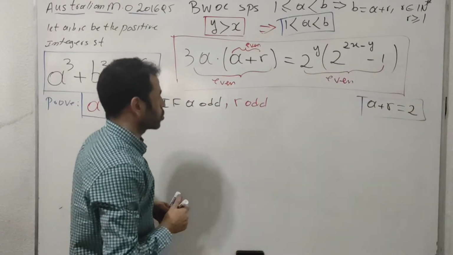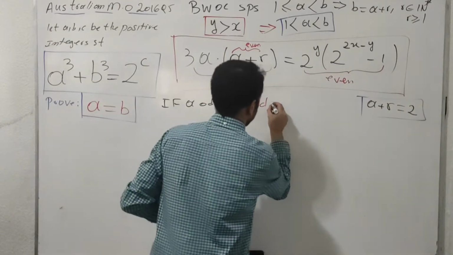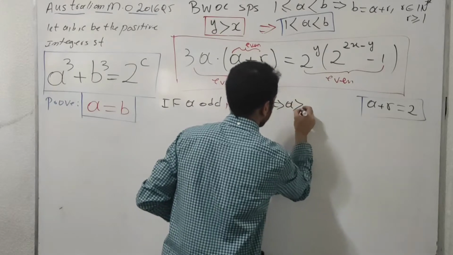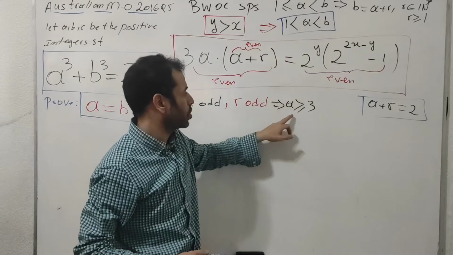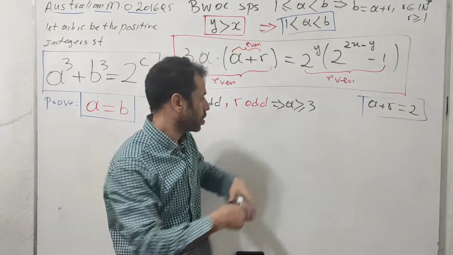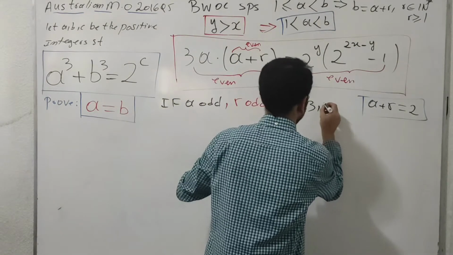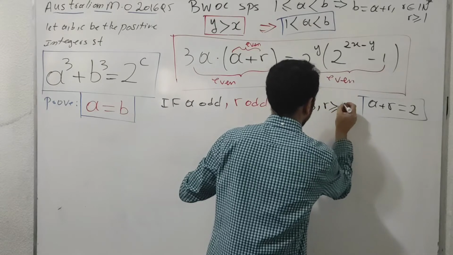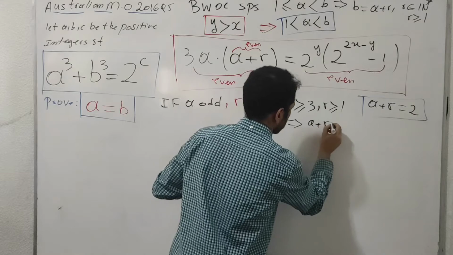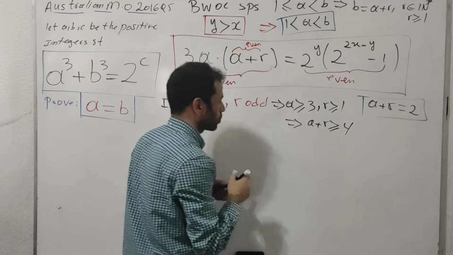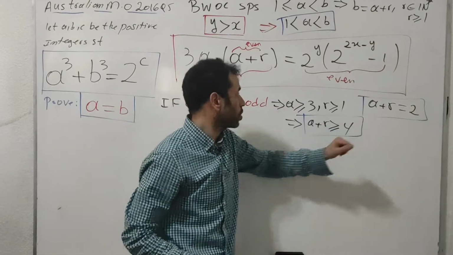Also, since r is odd, that means a is superior to 3, because we have a strictly superior to 1. That's why we're taking a superior to 3 as an odd number. And also r is superior to 1. So the sum of these two terms, a plus r, is superior to 4. So this is contradiction number 1.